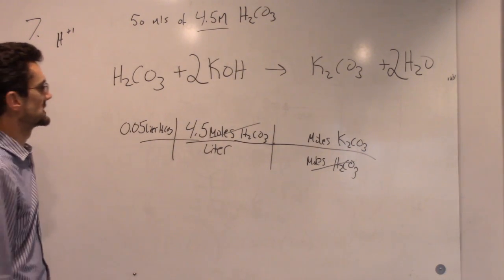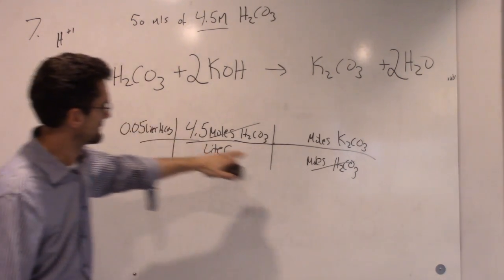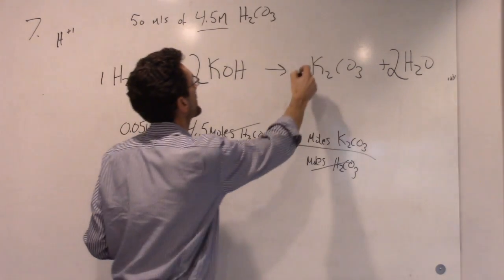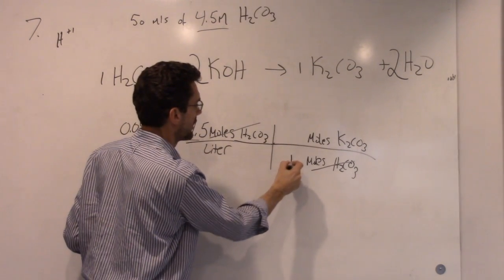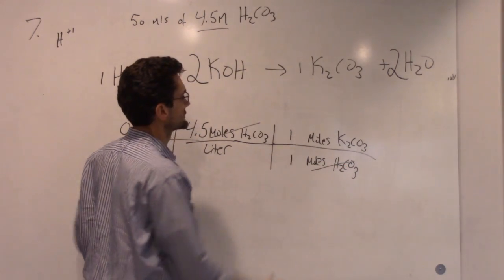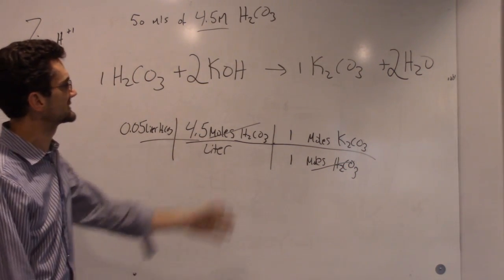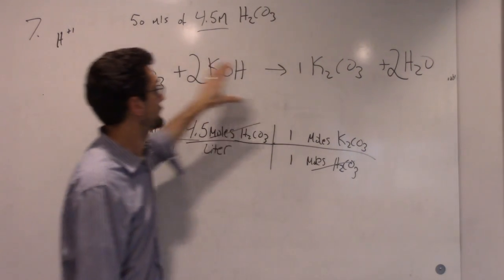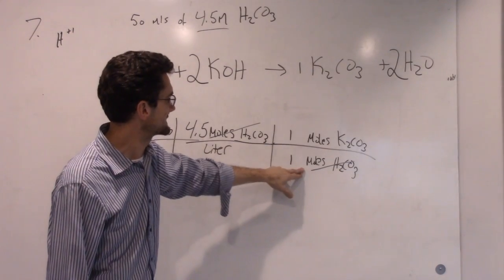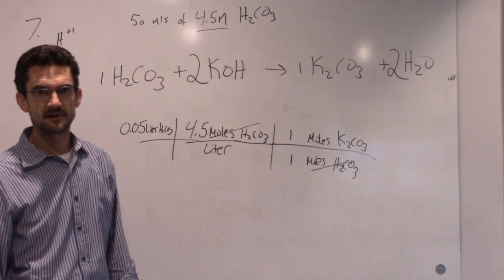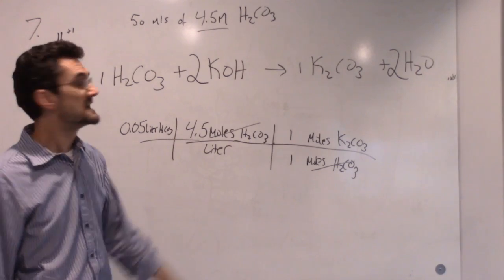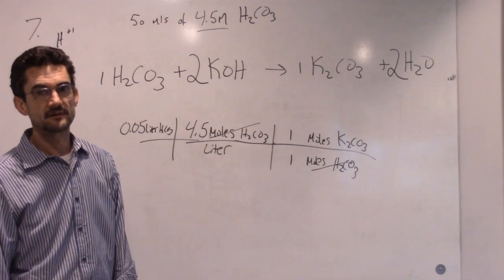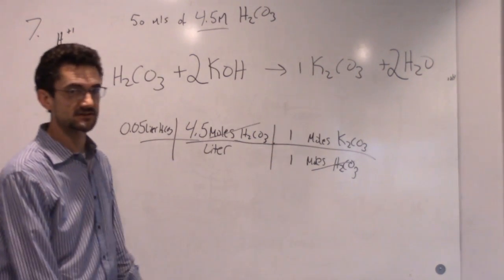How many moles? What's the ratio? Well, how many moles of H2CO3? This is 1, right? There's a 1 here. There's also a 1 out here, right? So 1 mole of H2CO3 is equal to 1 mole of K2CO3. So 1 mole of this reacts to form 1 mole of that. That's what our balanced equation does for us. If we didn't have a balanced equation, we couldn't do this mole-to-mole ratio. For this equation, this mole-to-mole ratio is correct.